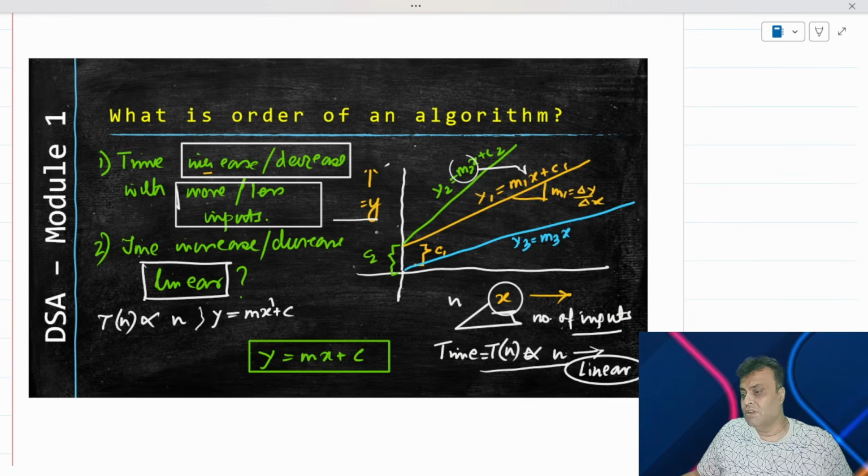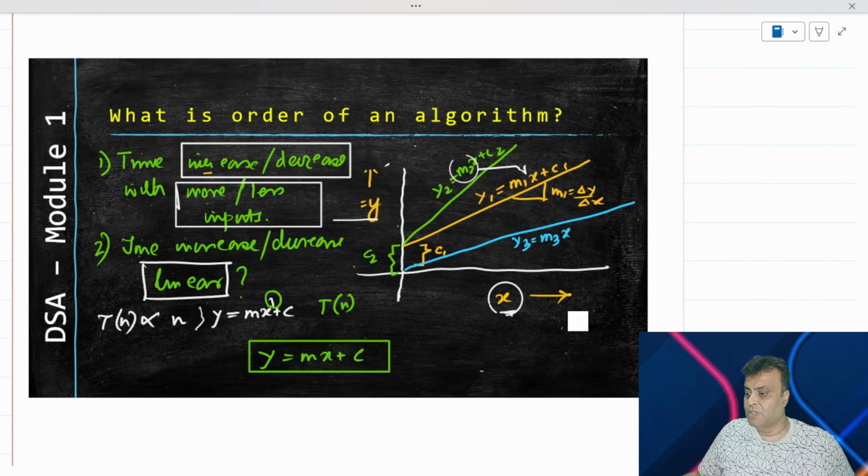The dependent variable is your y, the independent variable is your x. So the power of the independent variable in this case is the degree, which is 1. So can I say that my time, the time I'm going to take for the execution of this particular algorithm, is going to be a function of n, because it depends on n in a linear manner, right?